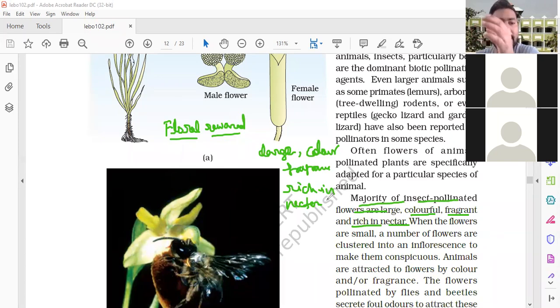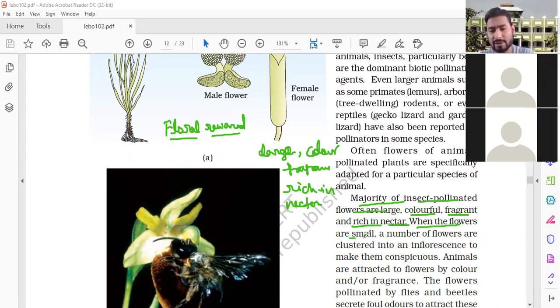That's why they have already asked in your NCERT why wind and water do not need such floral rewards. Because they are abiotic. Abiotic things don't have a chemoreceptor, olfactory receptor or other means by which they can see or judge. But insects are living beings, so they have chemoreceptors and olfactory receptors. With the help of these, they can easily understand and pollinate.